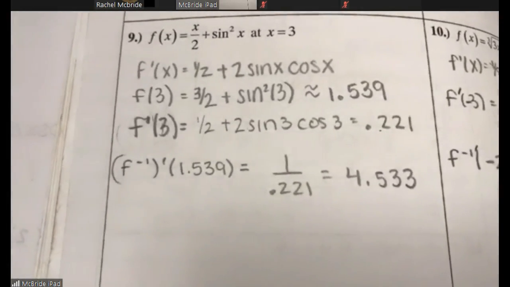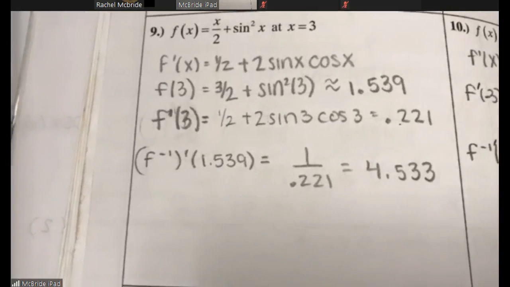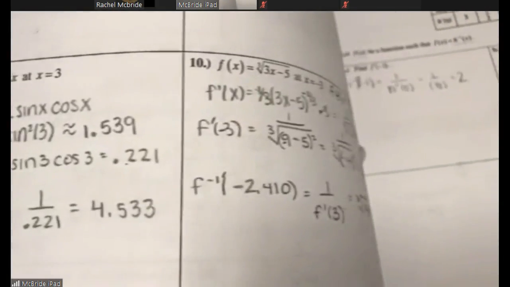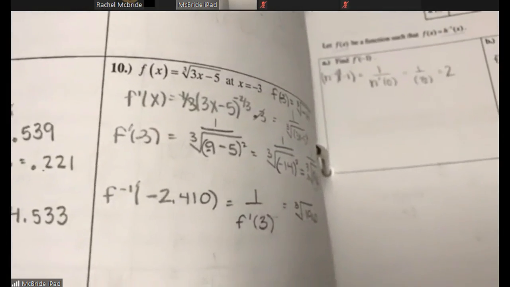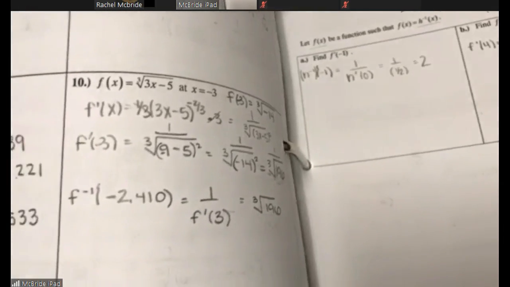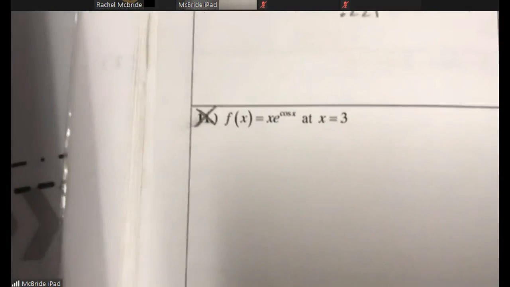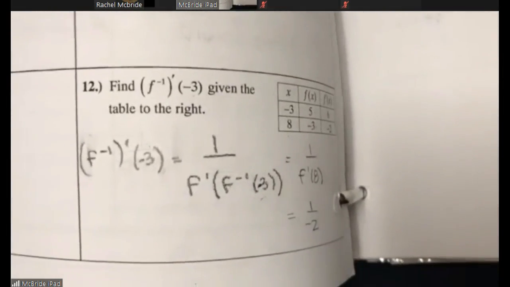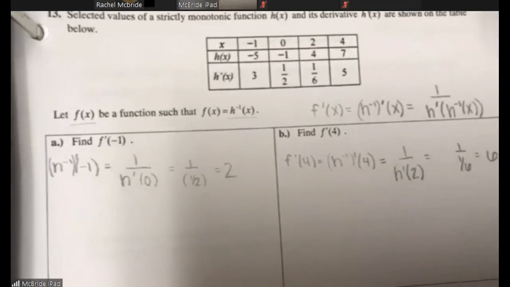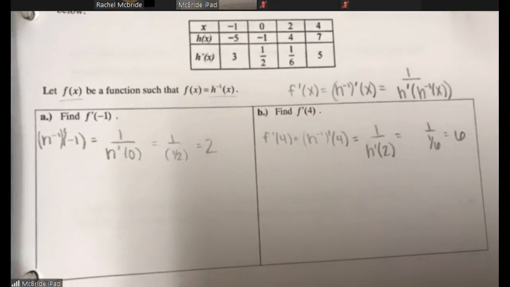9, you got 1 over 0.221. 10, you got the cube root of 196. 11 had an E, again skipping. And 12, we used our table and got negative 1/2. 13 for A and B, also using the table, you got 2 and 6.